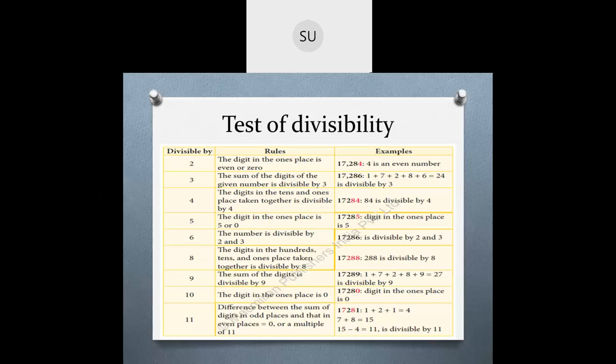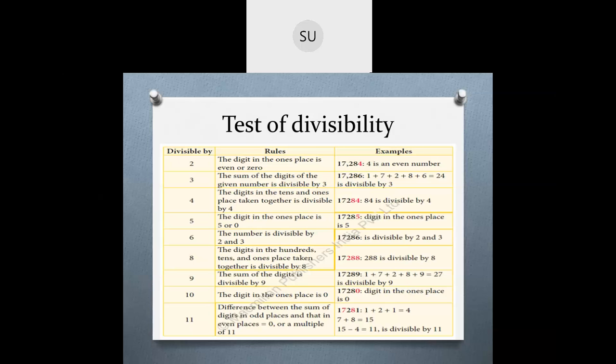Then 9. 9 is also similar to 3. If the sum of all the digits is divisible by 9, then the number will be divisible by 9. And 10, if the last digit, or the digit in the ones place in the number, is 0, then the number is divisible by 10. Very simple. The ones place should be 0, then the number will be divisible by 10.